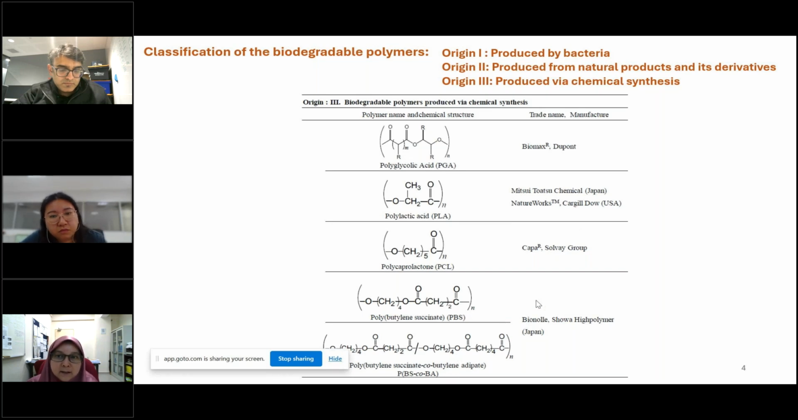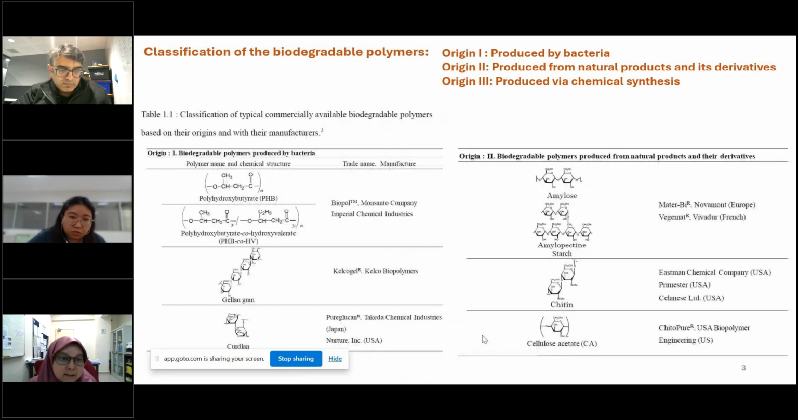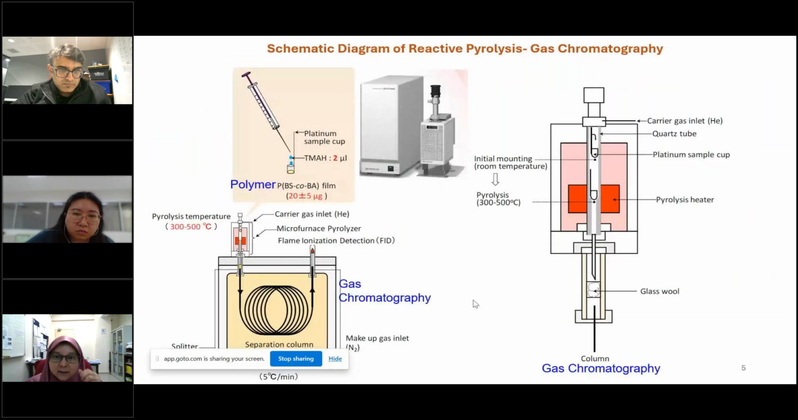In this session, I will use the polymer PBS-co-BA, and another one, PHB-co-HV, as examples applied in the analysis using reactive pyrolysis gas chromatography. Using these plastic samples, I will try to explain in a simple way how we analyze the degradation products.